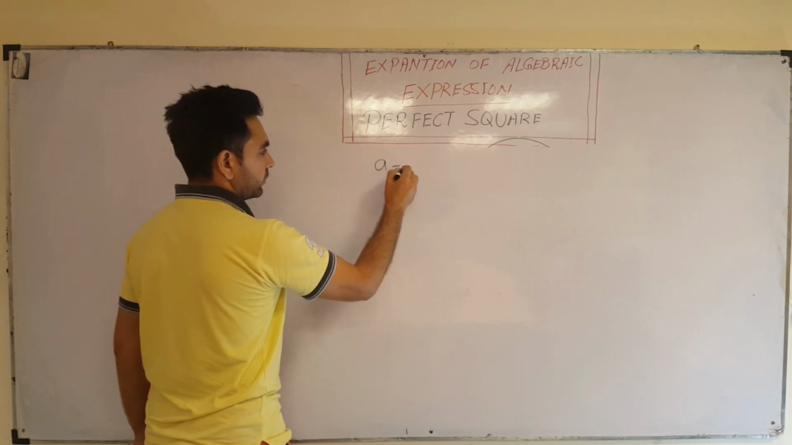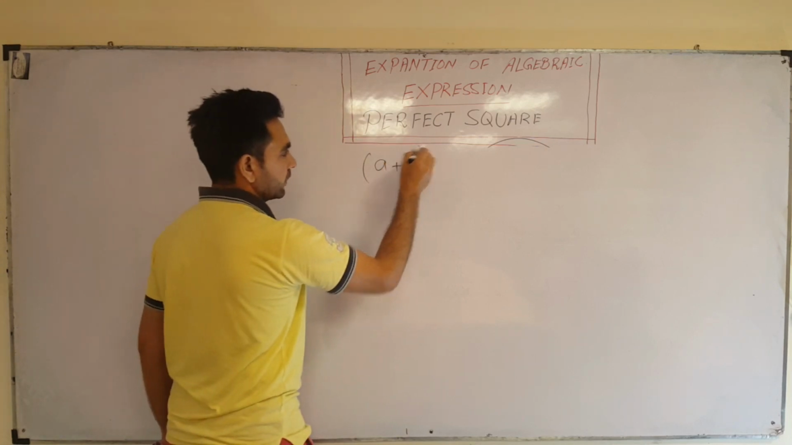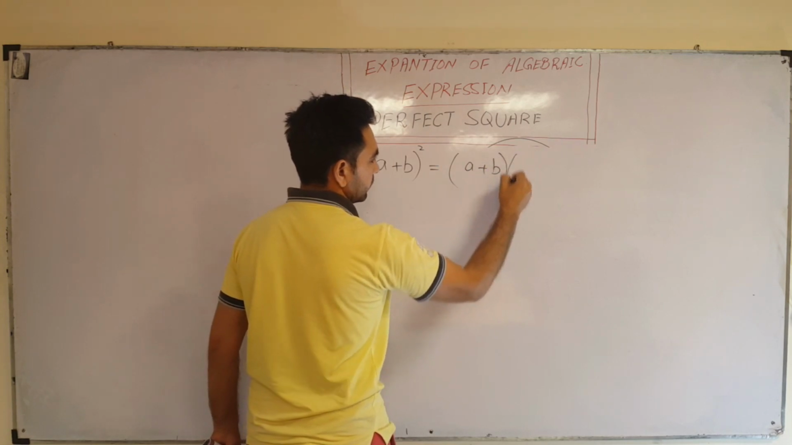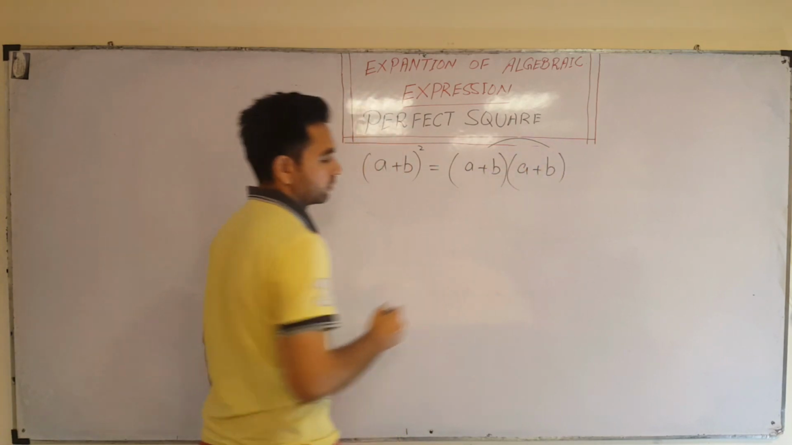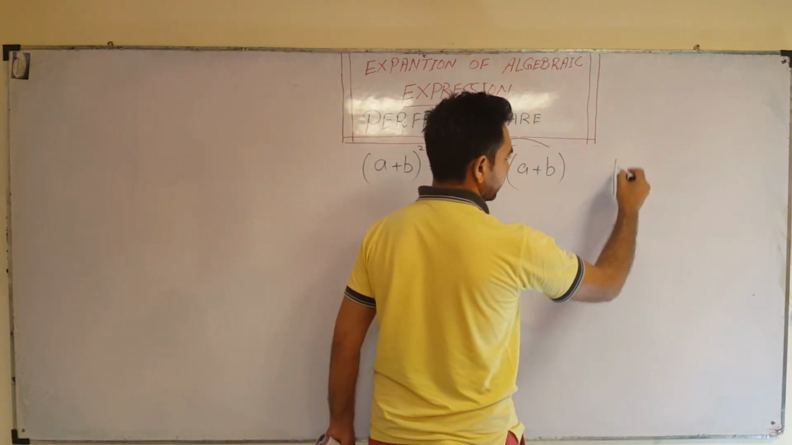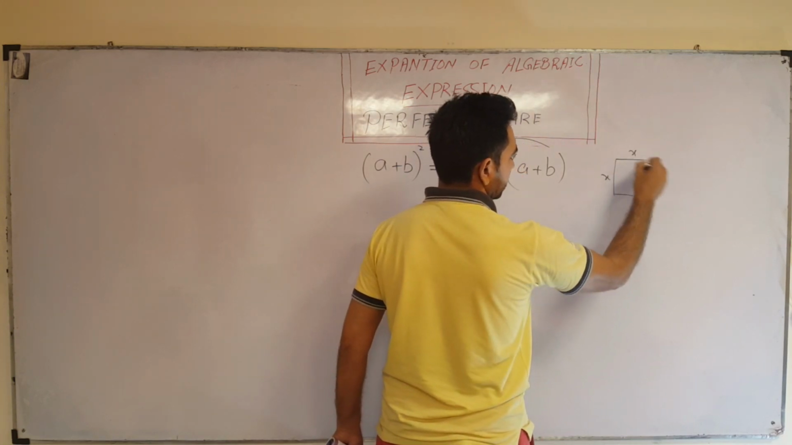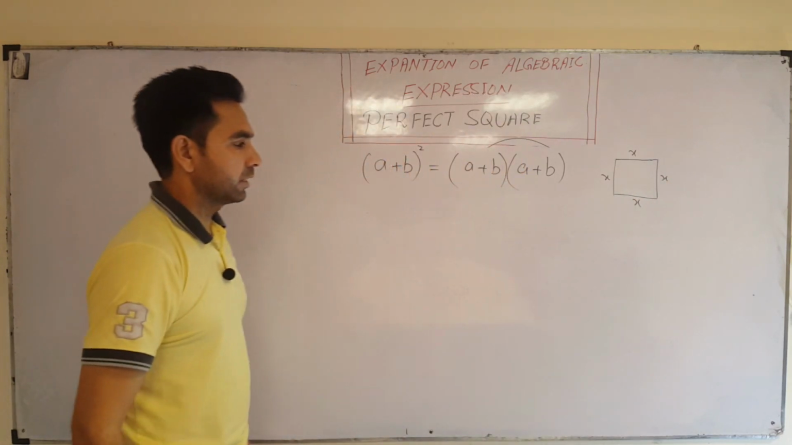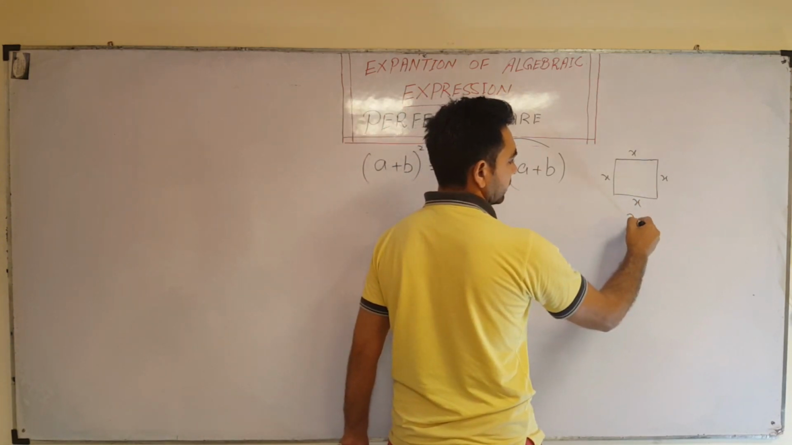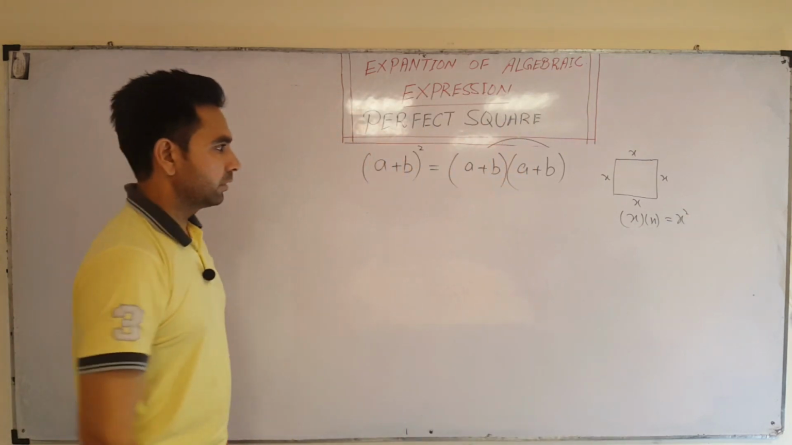You have, for instance, a plus b, and the square of this means that you multiply them twice, right? So if you look at the square in geometrical form, it is something which has four sides and they're equal. So the area of this one is the multiplication of x and x, and that is x square.